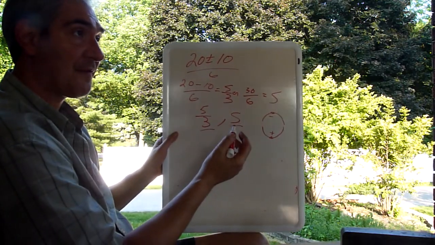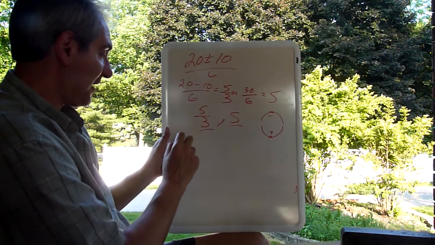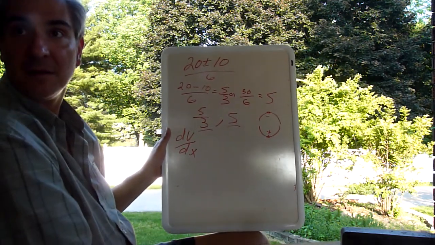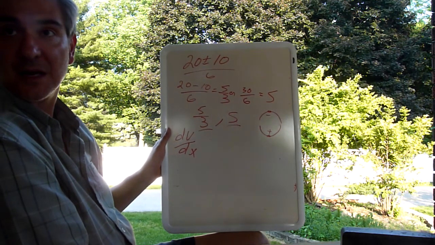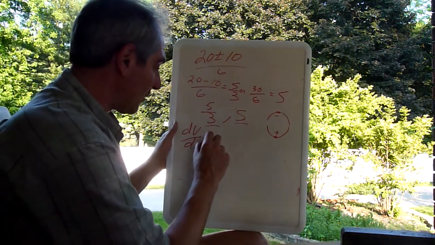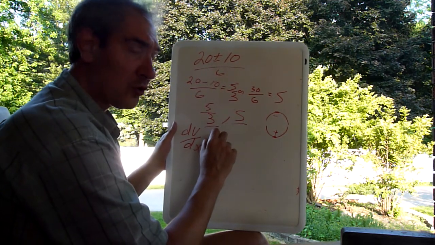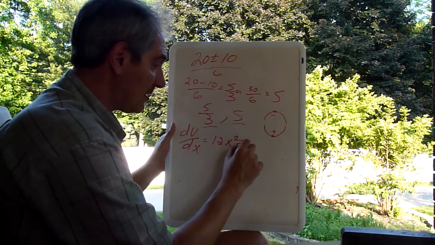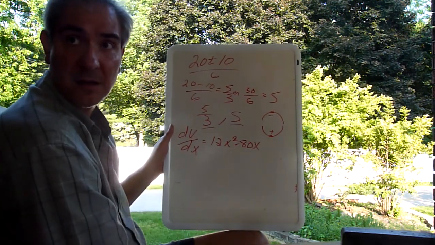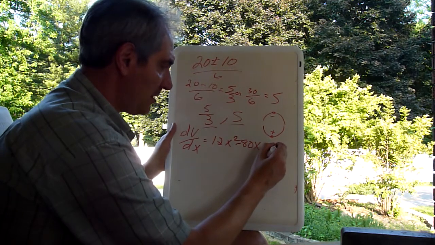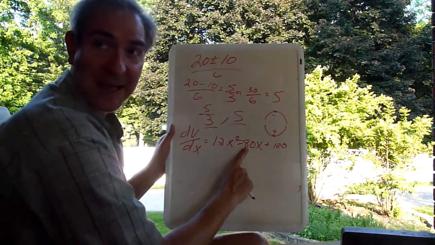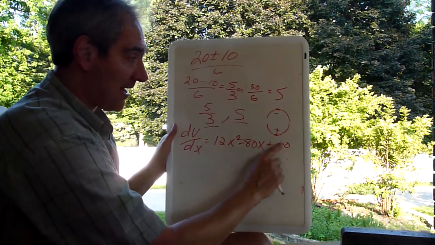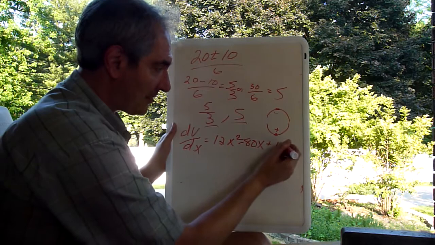Well, what was the first derivative? I think dV/dx was 12x squared minus 80x plus 100. And then this guy became 3, this guy became 4, this guy became 20, and this guy became 25. Okay, so I think that was it.